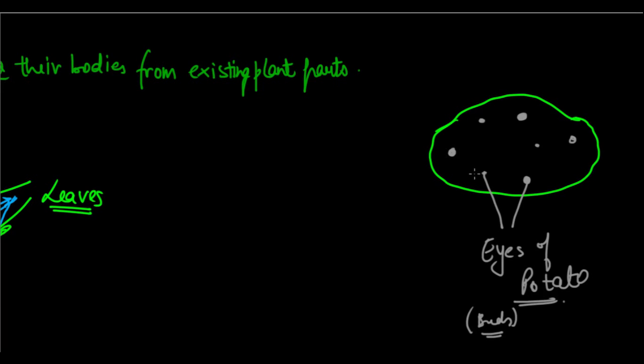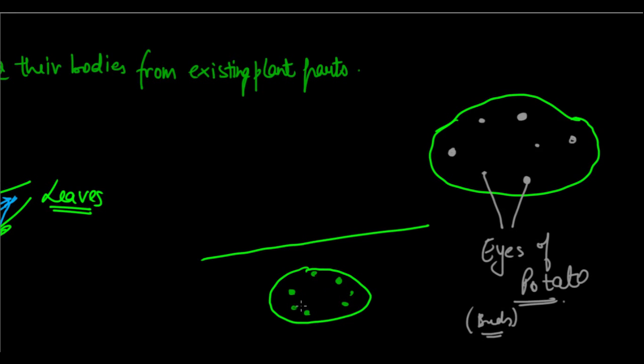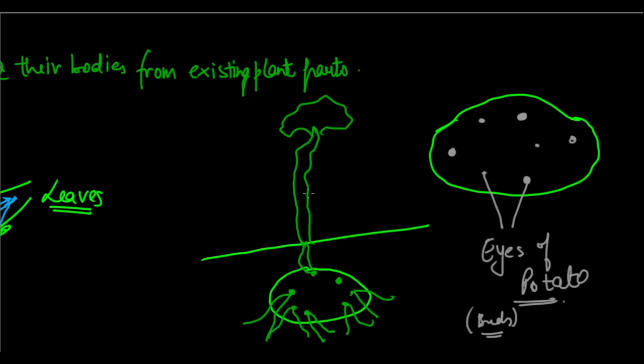So what exactly happens is that these buds, if you keep this potato underground, it has been seen that from these buds or from some of the eyes of the potato, roots start generating. Yes, that's true. If you try it someday, it actually happens. Some plant roots start generating and even a shoot starts generating. So you see a shoot starts generating and a root starts generating.